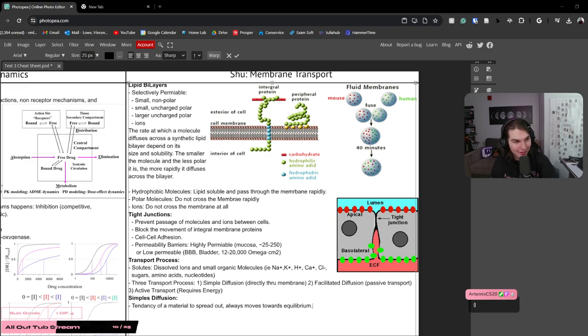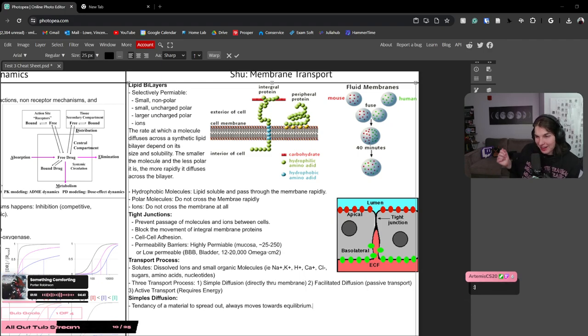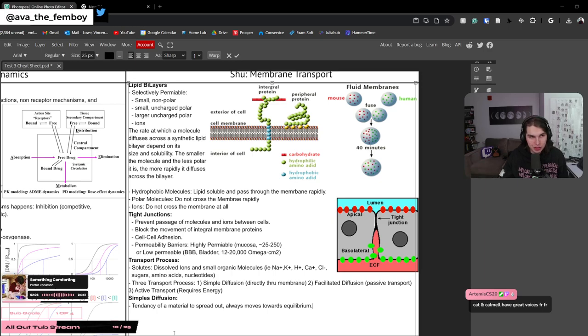All right, chat. So, back to drugs. When we're talking about transport processes, there's a few ways that this can work. We have solutes, which essentially are things dissolved into a solvent. So these are things like ions, which is, again, sodium, potassium, calcium, hydrogen ions, stuff like that. These are all factors that are really important for the body to have.